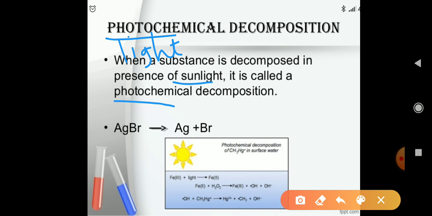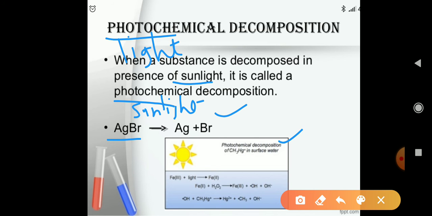An example is AgBr, that is silver bromide, and its photochemical decomposition. Here we have to write on the arrow that we are supplying sunlight. So write sunlight, and it gives Ag plus Br. So one reactant is converted into two products. So this is called photochemical decomposition.